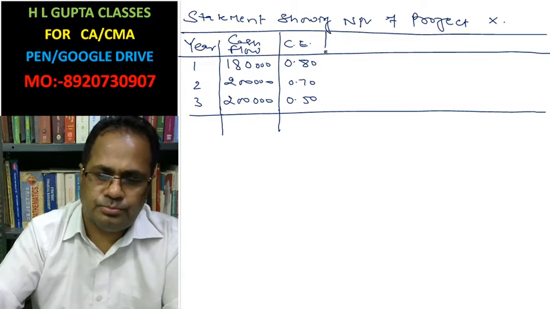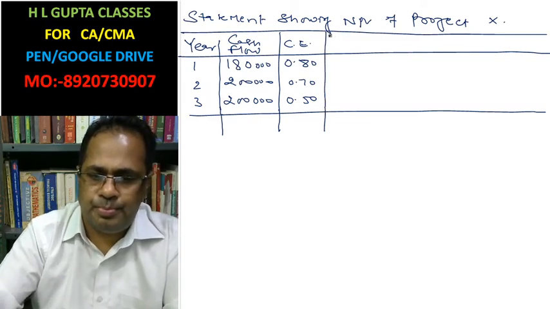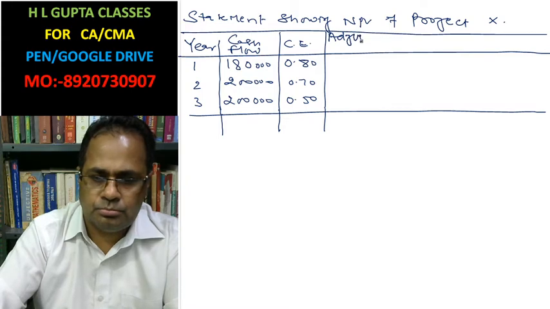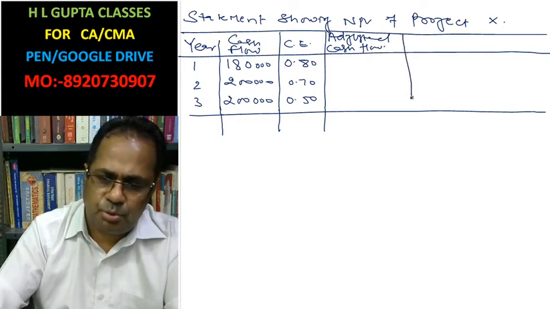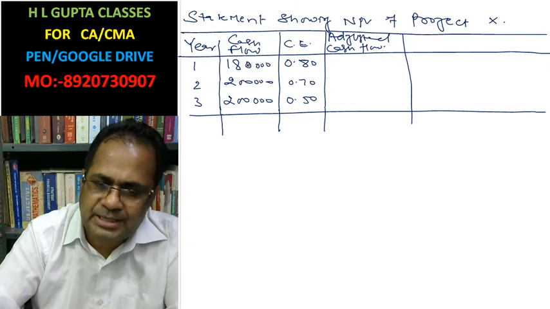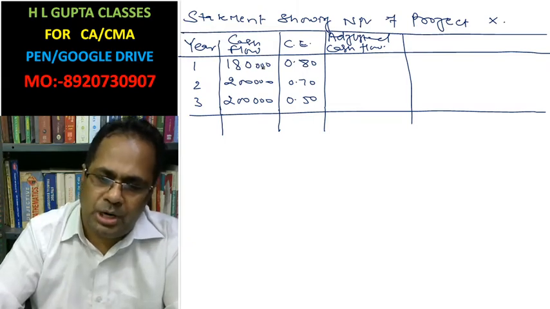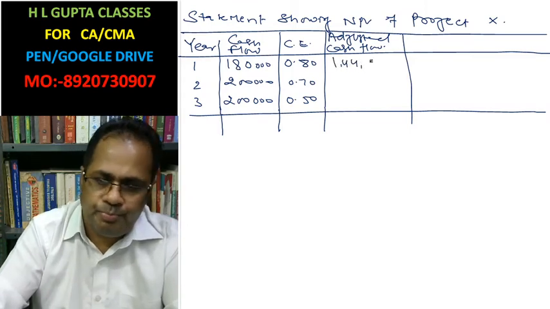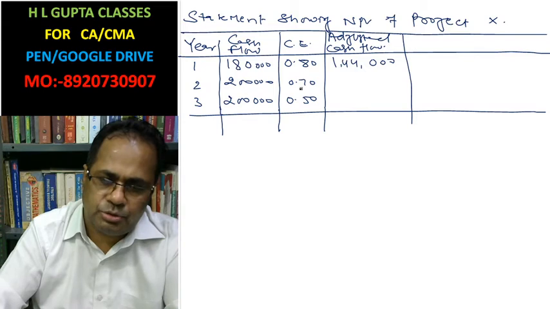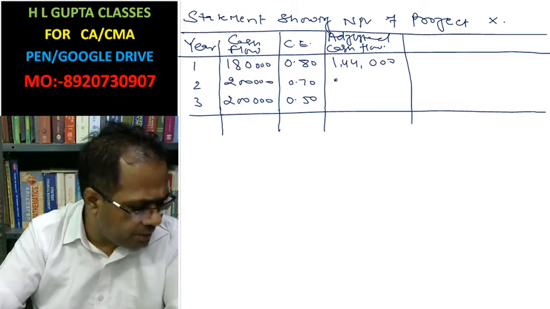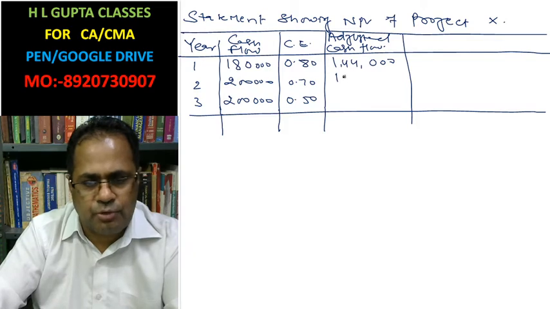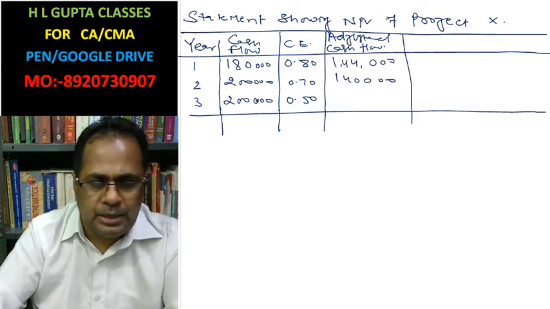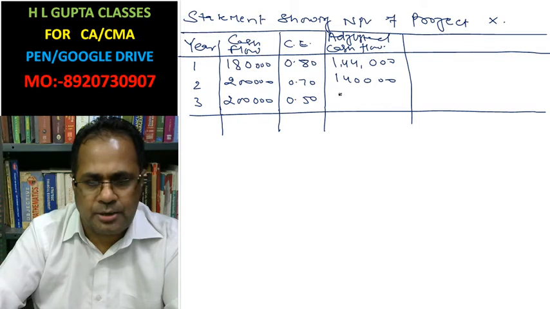Adjusted cash flow. Adjusted cash flow means you have to multiply 1,80,000 by the certainty equivalent 0.8. 1,80,000 into 0.8, that is 1,44,000. 2 lakh into 0.7, this is 1,40,000. This is 2 lakh into 0.5. This is 1 lakh.